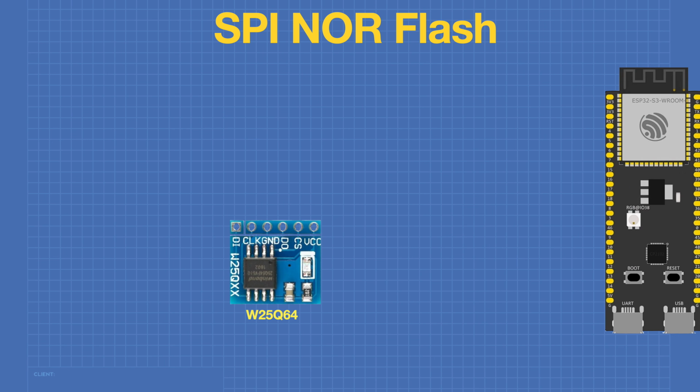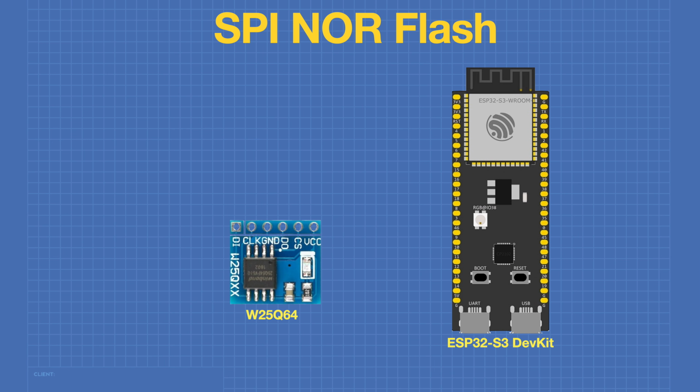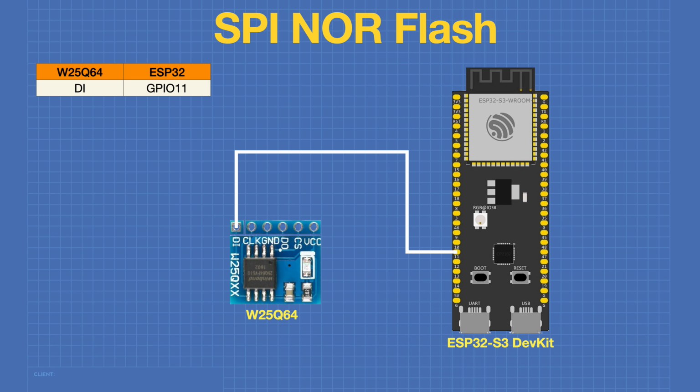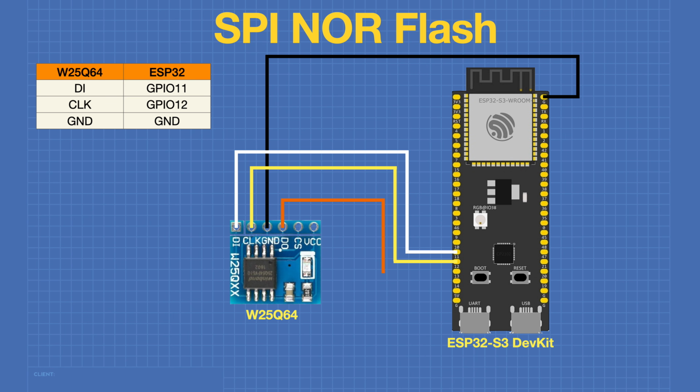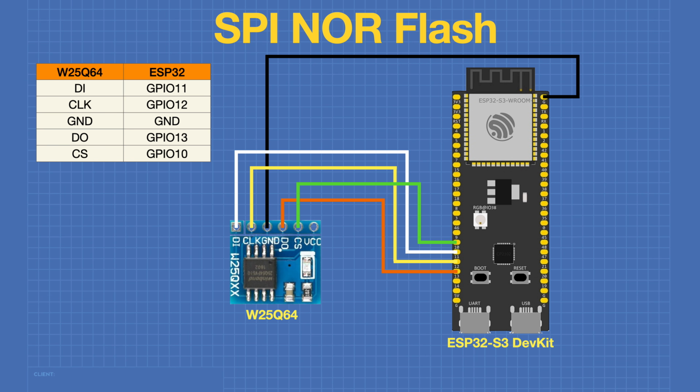We're going to be using this flash memory with an ESP32 S3 dev kit, but again, any ESP32 device will work. We'll connect the DI or data in pin to GPIO pin 11 on the ESP32. The clock or CLK pin will be connected to GPIO pin 12. GND will be connected to the ESP32's ground. The DO or data output will be connected to GPIO 13. CS or chip select will be connected to GPIO pin 10, and we'll connect the VCC pin to the 3.3 volt output from the ESP32. And that's it for the wiring.